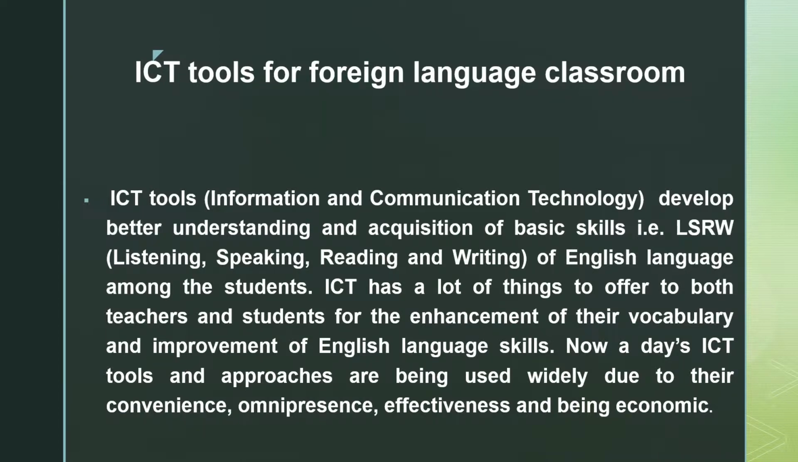So it develops better understanding and acquisition of basic skills because it makes learning and teaching very interesting for students. In addition to that, it also can enhance all the learning skills of the language such as listening, speaking, reading, and writing. ICT has a lot to offer to both teachers and students for the enhancement of their vocabulary. So we have specific applications that can be used to teach vocabulary and also grammar and the other skills of the language. And of course, nowadays ICT tools and approaches are being used widely due to their convenience. This is the first point.